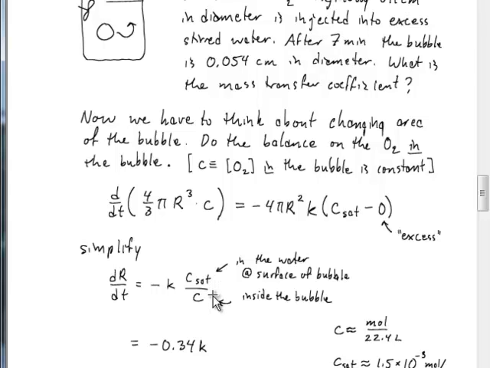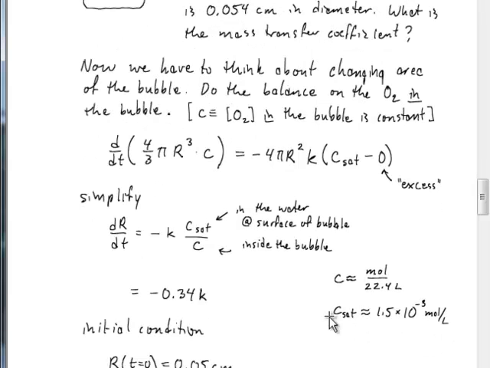Now note, this does not go to 1, right? The saturated concentration refers to the concentration of oxygen in the water at the surface of the bubble, and this concentration refers to the ideal gas concentration, which is just basically a mole per 22.4 liters. So taking that ratio with these two things, this you could get from Henry's law, for example, and that gives you a ratio C_sat over C, which is just 0.34.